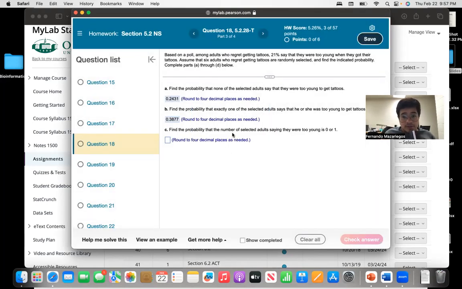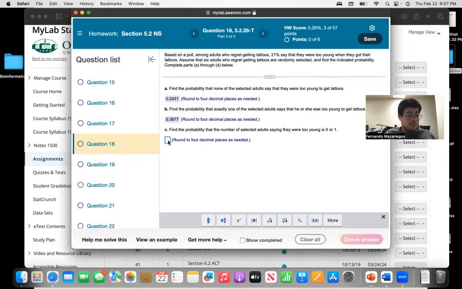Part C. Find the probability that the number of selected adults saying they were too young is 0 or 1. So again, the key here is OR. That OR is telling me that I need to add these 2 numbers up. So I do 0.2431 plus 0.3877. I should get 0.6308.